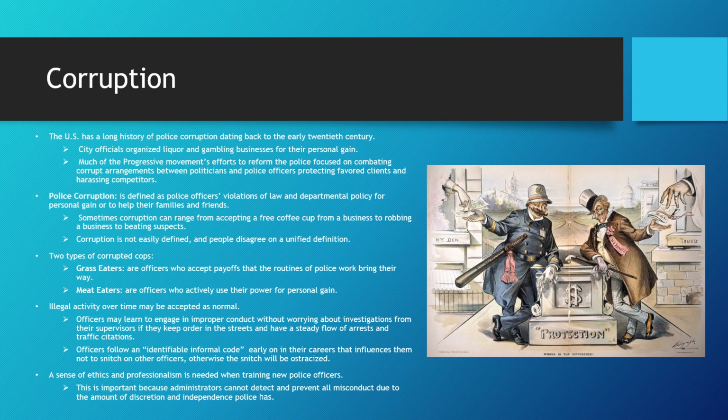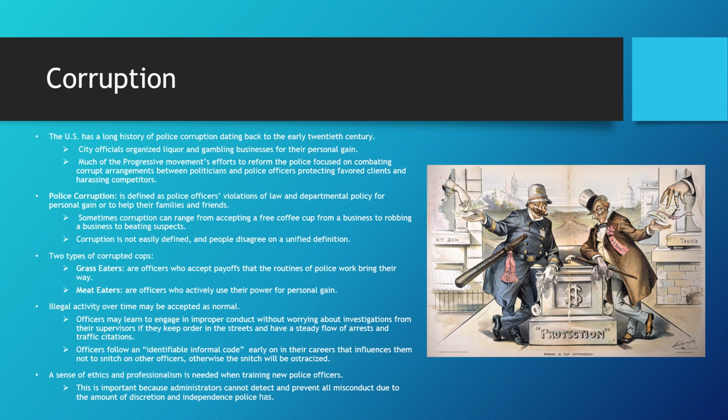The U.S. has a long history of police corruption dating back to the early 20th century. City officials organized liquor and gambling businesses for their personal gain. Much of the progressive movement's efforts to reform the police focus on combating corrupt arrangements between politicians and police officers, protecting favored clients and harassing competitors. It is important to note that corruption still exists today. In 2020, police officers in Ohio and New Jersey were convicted of taking bribes.